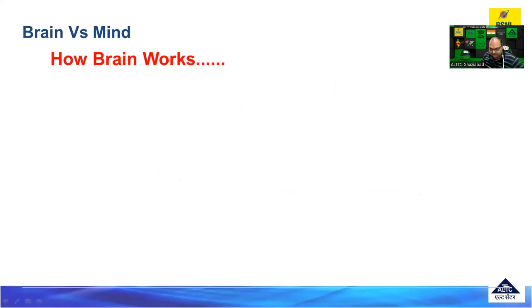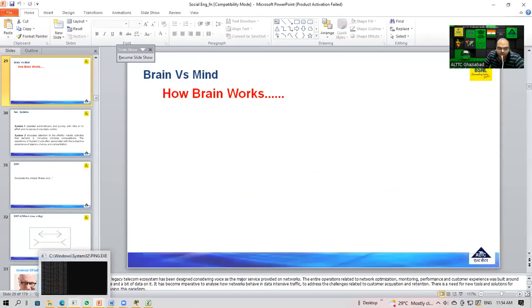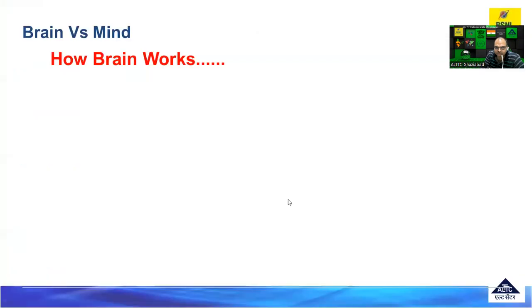How does the brain work? Can anybody tell how the brain works? In actual, nobody knows. Even a doctor cannot find out how the brain works. It is the most mysterious and complex organ inside the body.